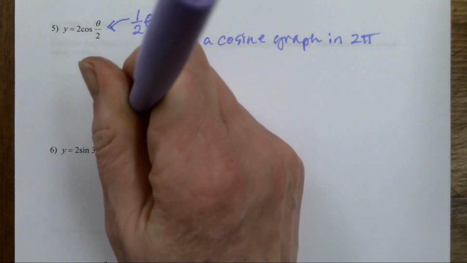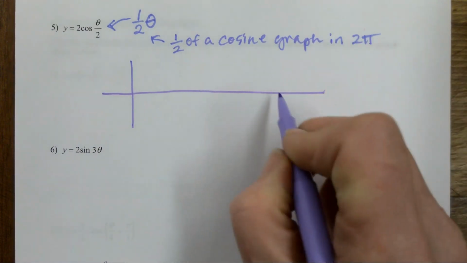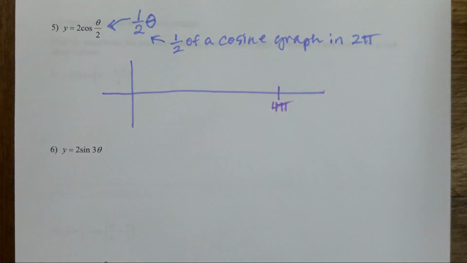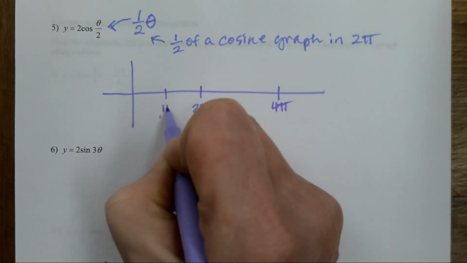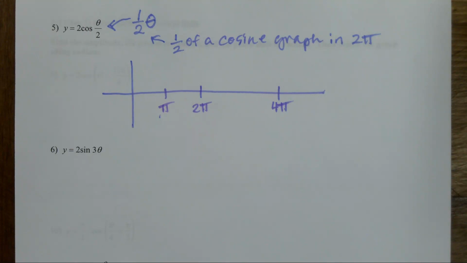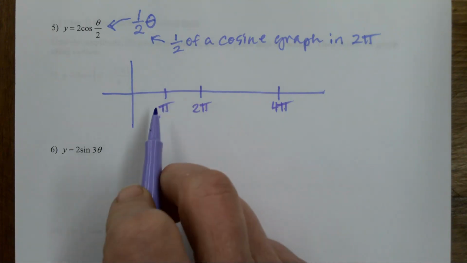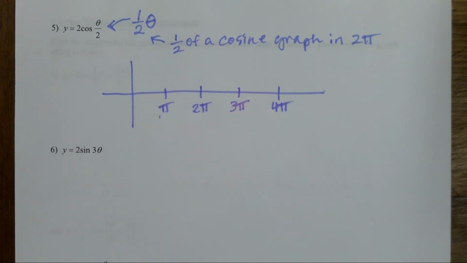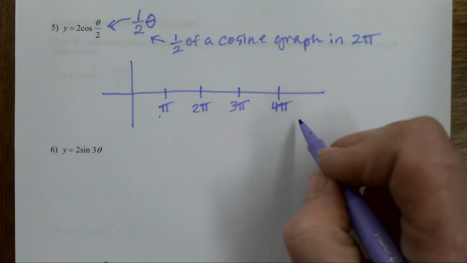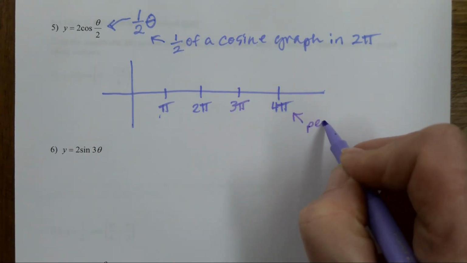So when I make my graph, my end number is 4 pi. Cut that in half, 2 pi. Cut that in half, 1 pi. Start counting, 1 pi, 2 pi. Next up is 3 pi. This is my period.